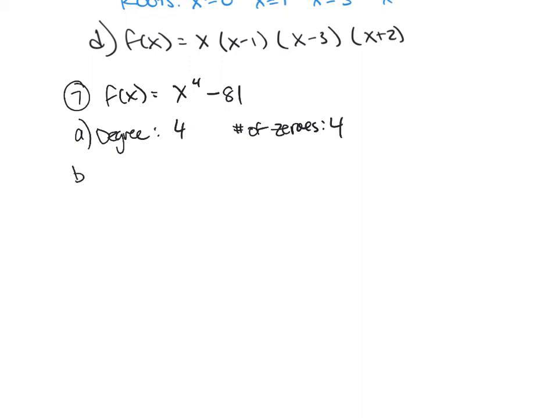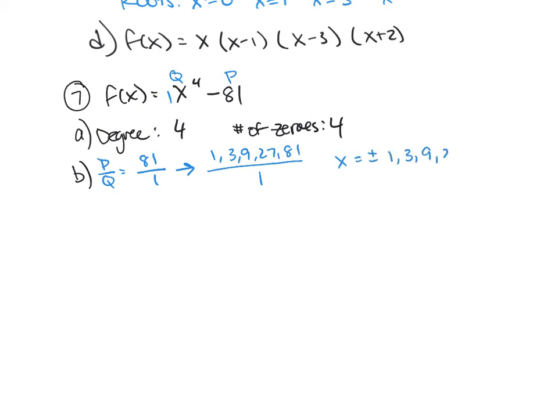And then for our rational root theorem, our p and our q, that's the only thing we have listed. So our p over q is going to be 81 over 1. And when we list all the factors of 81, that'll be 1, 3, 9, 27, and 81 over all the factors of 1, which is just 1. So we'll have that x is equal to the positive and negative version of 1, 3, 9, 27, and 81.